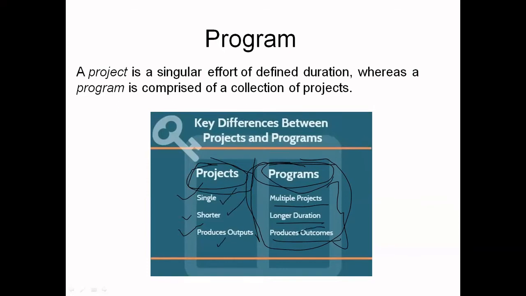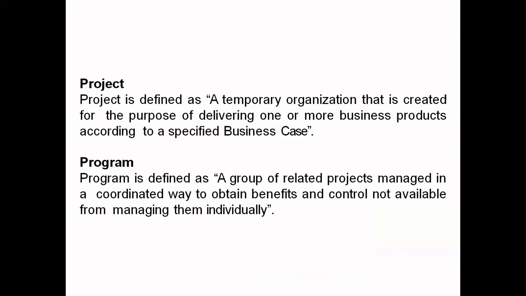But here a program produces outcomes. More outcomes are possible. Here only one outcome, which is also called only one output. So this is longer, but this is shorter. This is single. This is multiple projects. A project is defined as a temporary organization that is created for the purpose of delivering one or more business products according to specified business cases. So one or more business products according to the business case point of view. It's delivering of products. How many products? One or more business products.